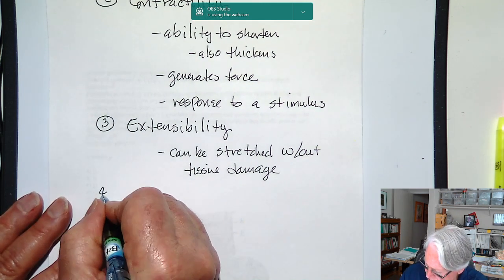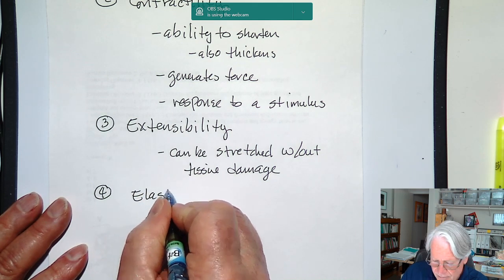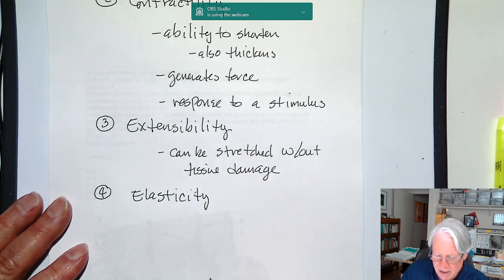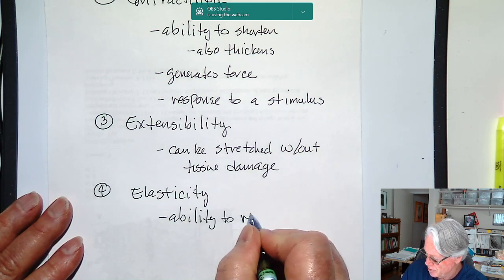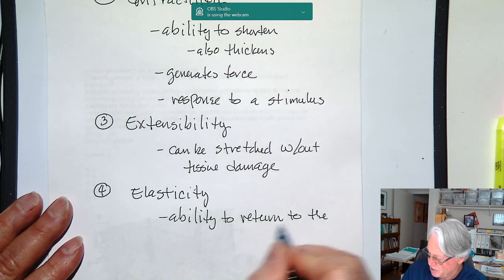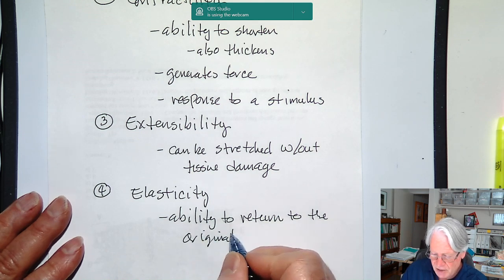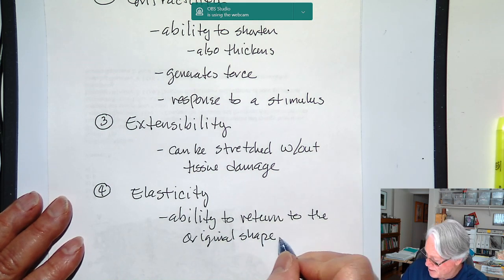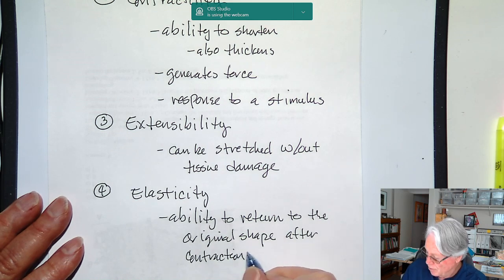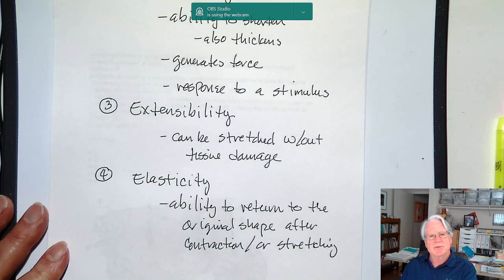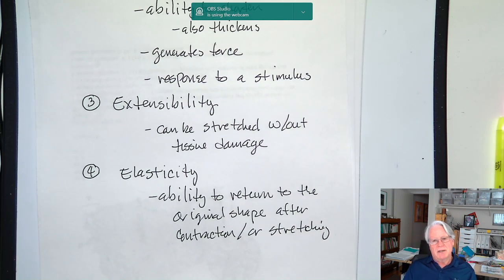Okay. And finally, a fourth property, and this is elasticity. And elasticity speaks to the ability to return to the original shape after contraction or stretching. Like a rubber band. You can stretch a rubber band, and then you release the tension on the rubber band, and it can snap back to its original shape. So elasticity is that property that we're describing in that situation.